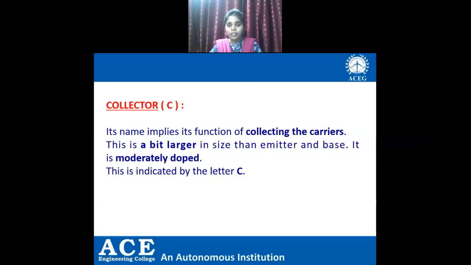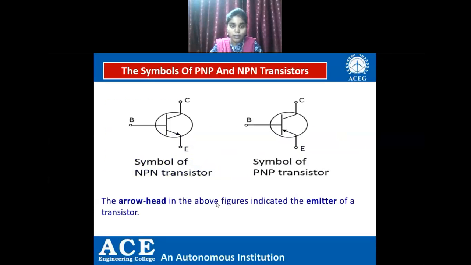Clear? Here doping levels are different and the size is different. Depletion region widths are different. So, what do we understand by this? Because of this, we can say that our transistor's terminals have different properties, and their electrical and physical properties are different. This we can say.